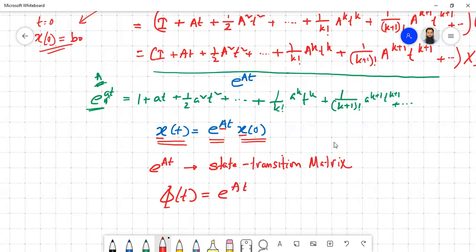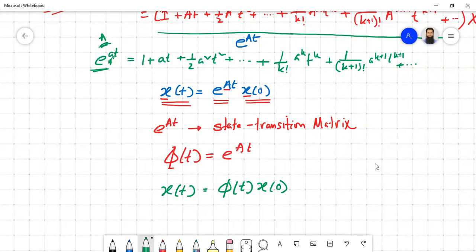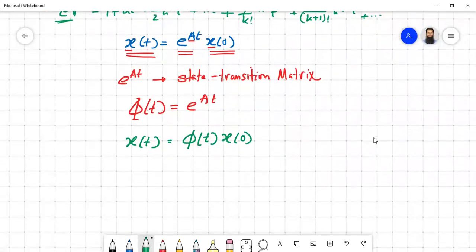Okay. So what we can finally write is x(t) is equal to Phi(t) x0. Okay, so let us try to find out some of the properties of this equation. So let's say this is your equation 3. I think we just used 2. So say this is equation 3.